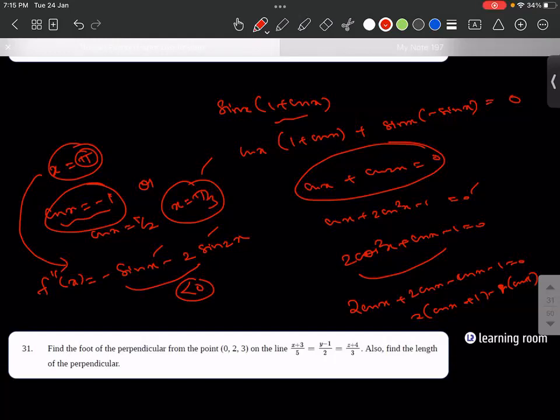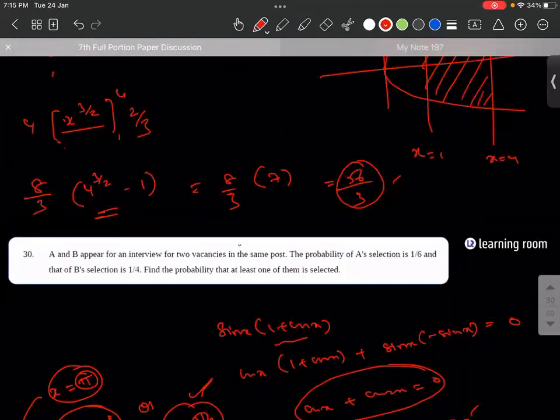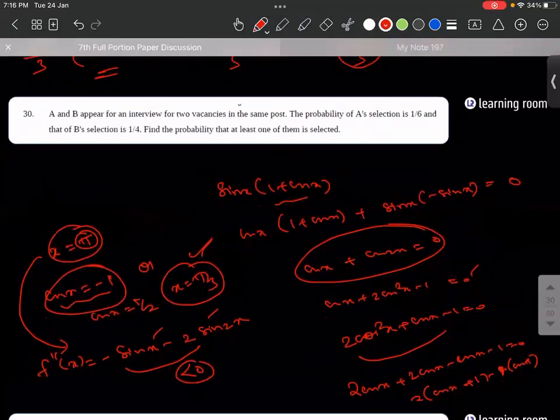That is the reason why we could take pi by 3 as a maximum value. At pi by 3, we got maximum value. Got it? Yes, sir. Understood, sir. Yes. So answer for 30th.